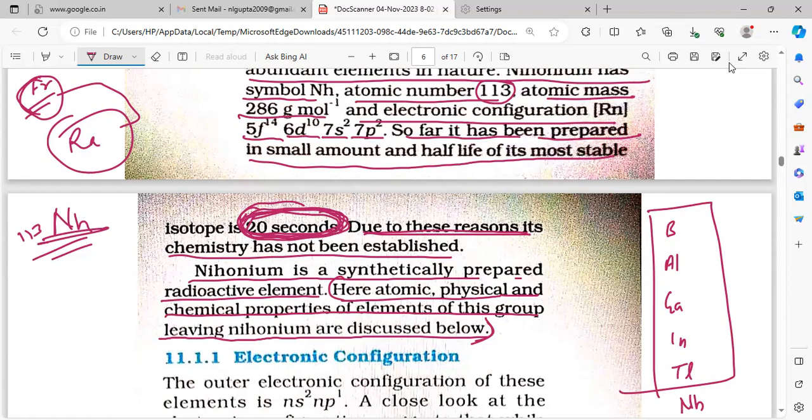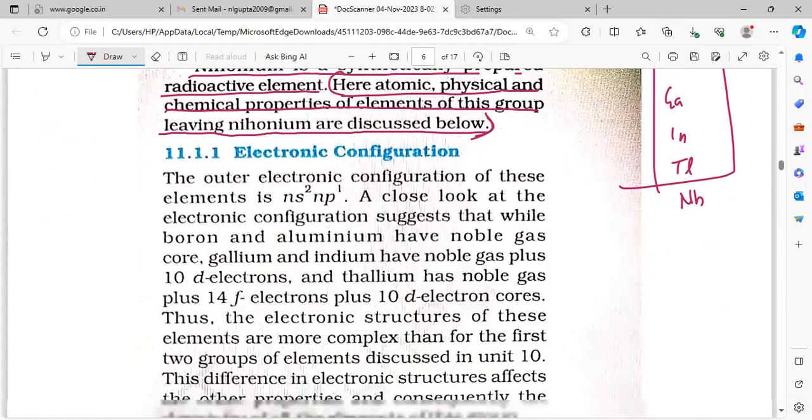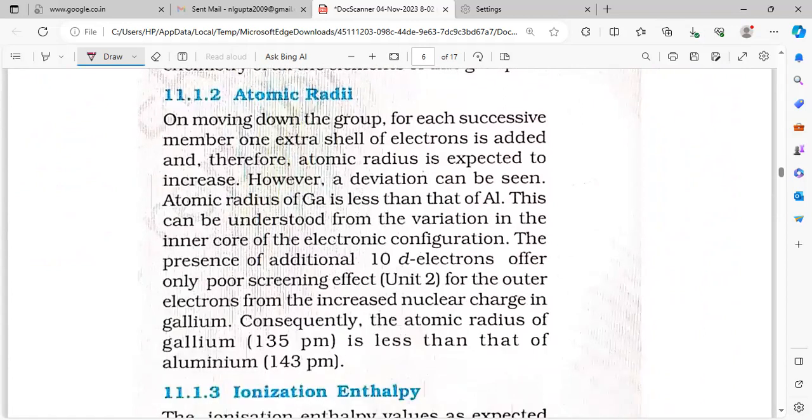First one is electronic configuration. Can you tell me what is the electronic configuration? ns2, np1. Very good. So one electron is there in the p orbital and 2 electrons are there in the s orbital. So this configuration is going to be ns2, np1. Okay, so there is nothing more to discuss about the electronic configuration. Atomic radii is very, very important.